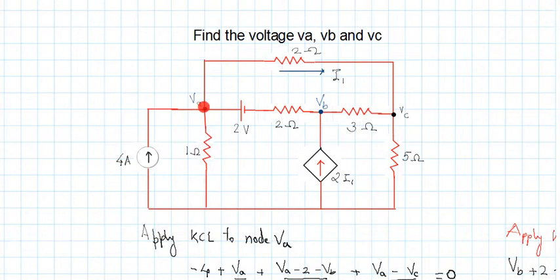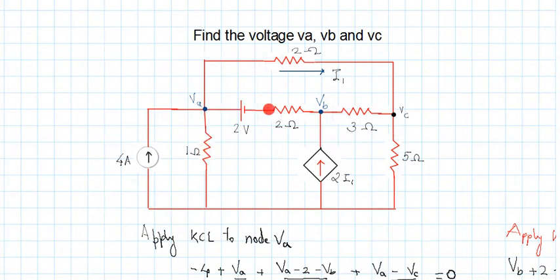Plus. Now we'll go to the next current. Now we'll consider the current in this branch. So the potential difference will be VA minus 0, that is the reference potential. So VA upon 1 will be the second term, right?